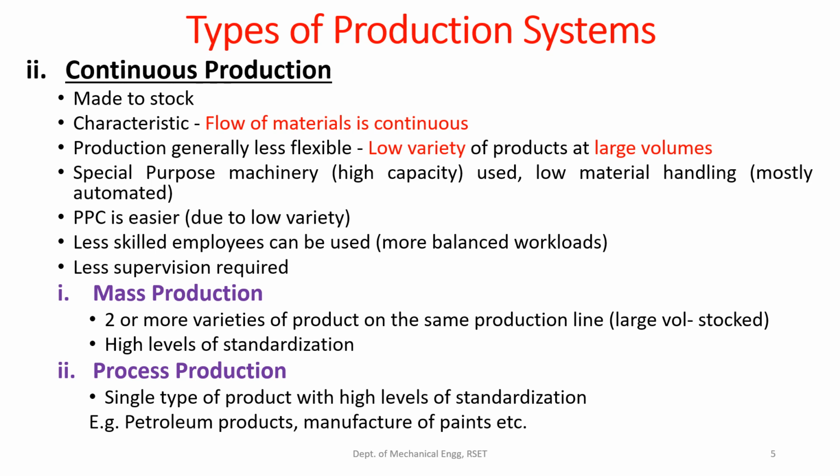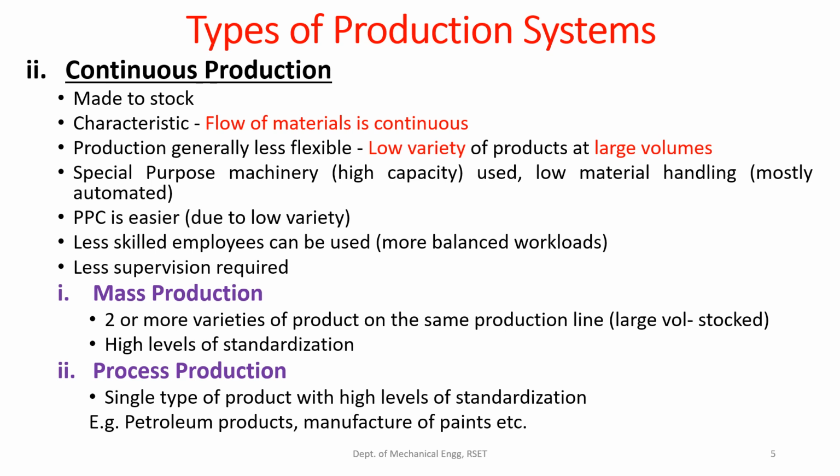Mass production systems deal with the manufacture of two or more varieties of a product on the same production line. This kind of production has very high levels of standardization, where they have standard flow of materials, standardized procedures, and standardized operations for each and every stage. So, only a low variety of production takes place in mass production, but they are generally manufactured in very high volumes. An example for a mass production would be the manufacturing of different variants of a single product.